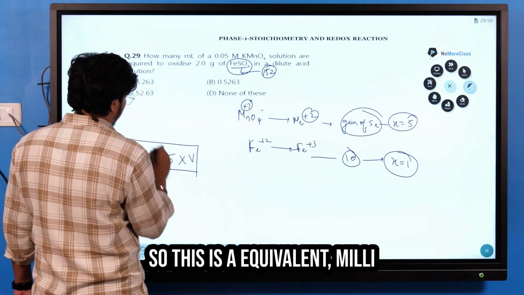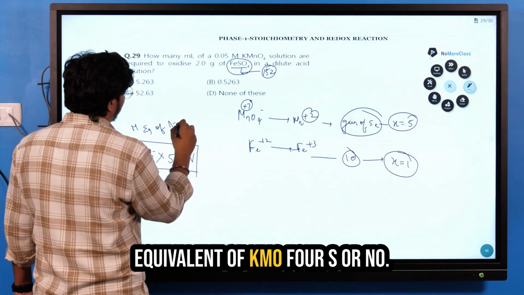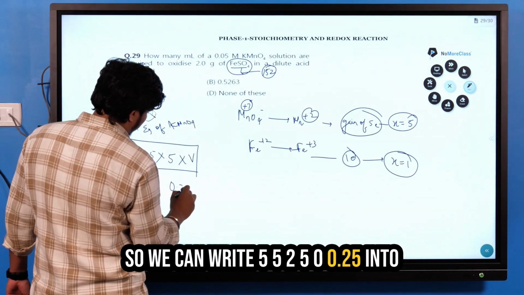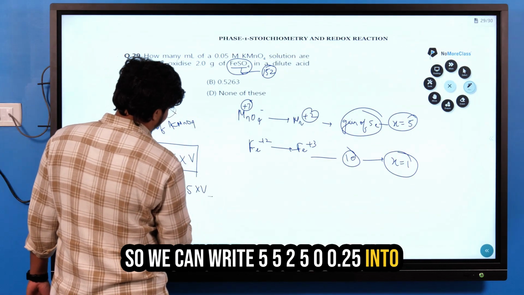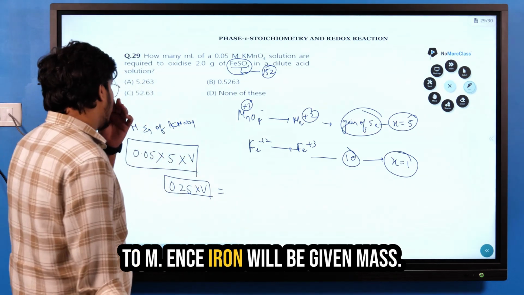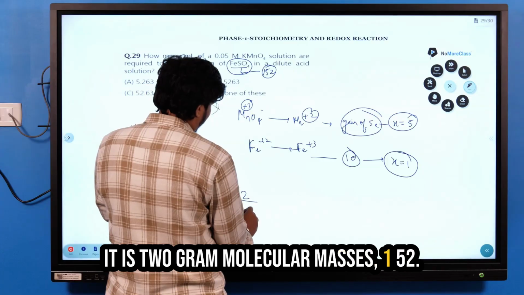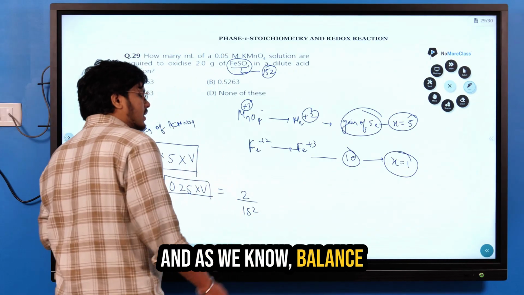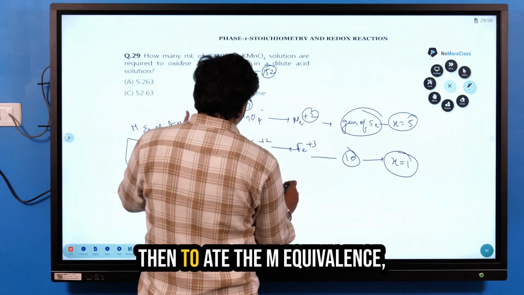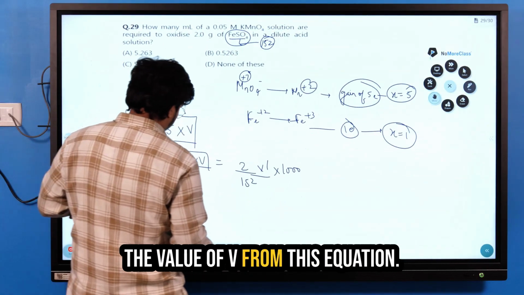So this is the milli-equivalent of KMnO4. So we can write 5 into 0.05, 0.25 into V will be the milli-equivalents, equal to the milli-equivalents of iron. The milli-equivalents of iron will be given mass, 2 gram, molecular mass 152. And as we know, the valency factor is 1 only, so you can multiply by 1 or not, it's up to you. Then to convert it to milli-equivalents, multiply by 1000. Calculate the value of V from this equation.